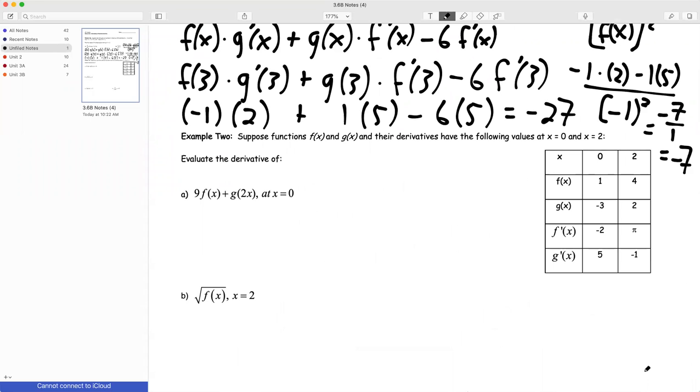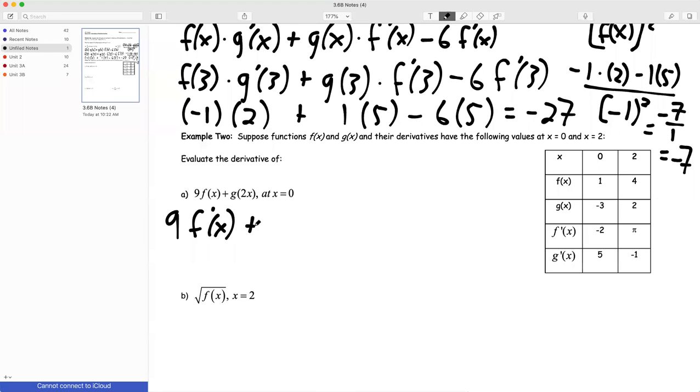Evaluate the derivative of. Okay, so I see these problems a lot on the AP exam. They're fairly common when they ask you to differentiate, and then you've got to look at a chart or maybe a graph over here or something like that. So let's take the derivative. I have 9 times f of x. So doing the product rule, that's going to be 9 times f prime of x. And then the second part of that is 0 because the derivative of 9 is a constant. What's my derivative of g of 2x?